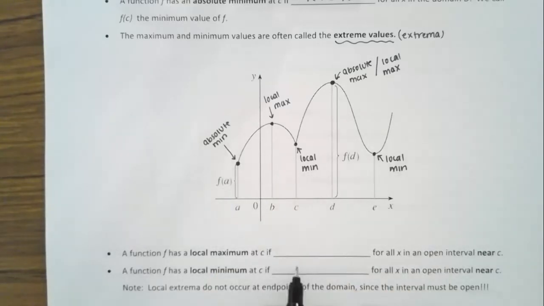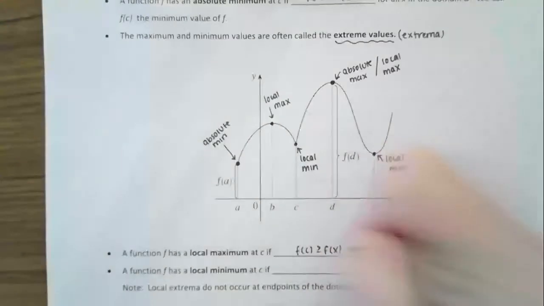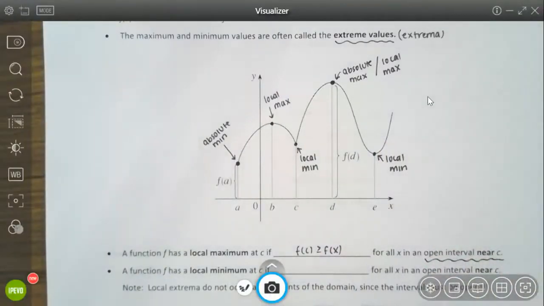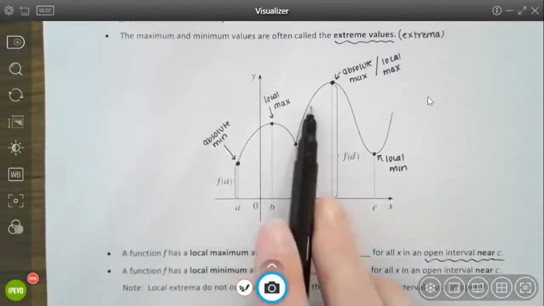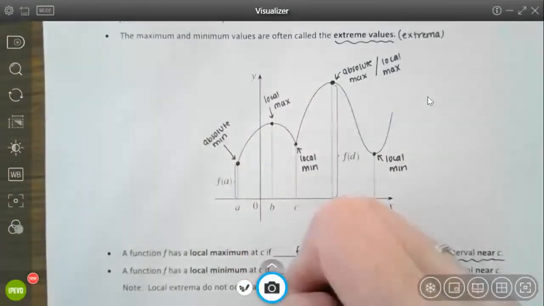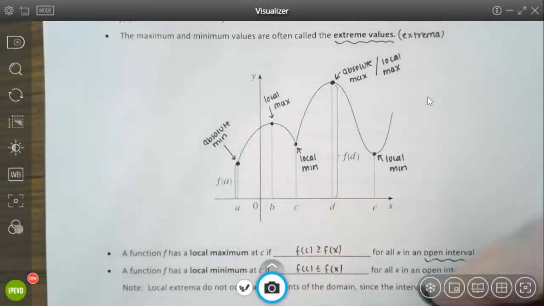So just to put a formal definition here, a function has a local maximum at c if f of c is greater than or equal to f of x, but just for all x in the open interval near c. So you're only looking at the places around that point. Same thing with the local minimum: if f of c is less than or equal to f of x for all x in the open interval near c, again, you're just comparing it to the points around c.